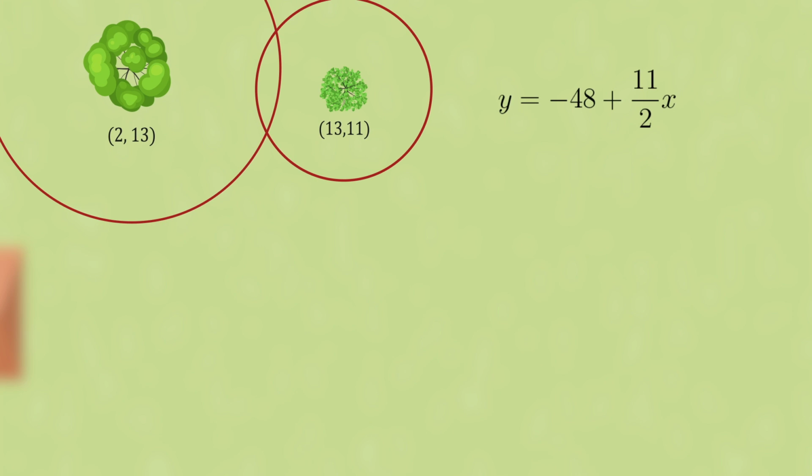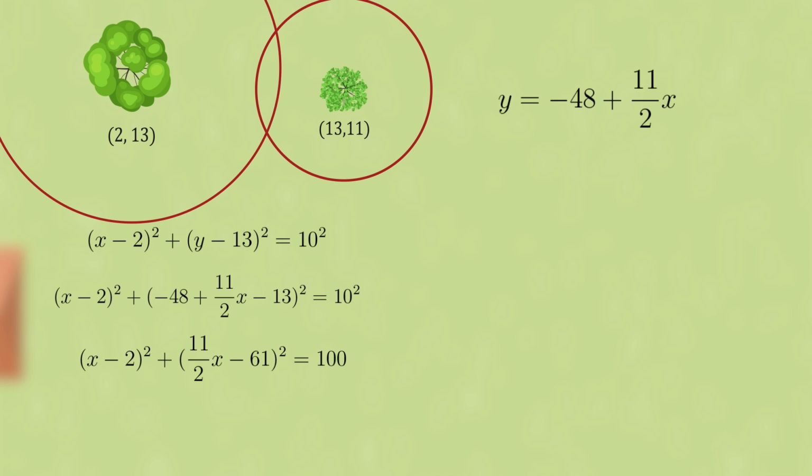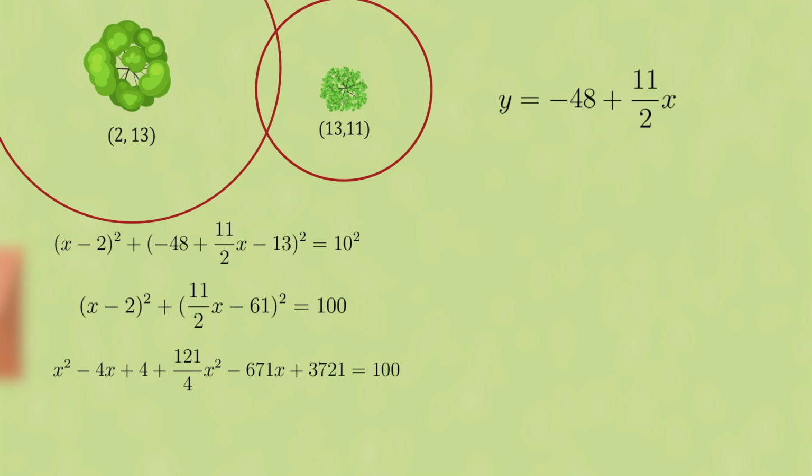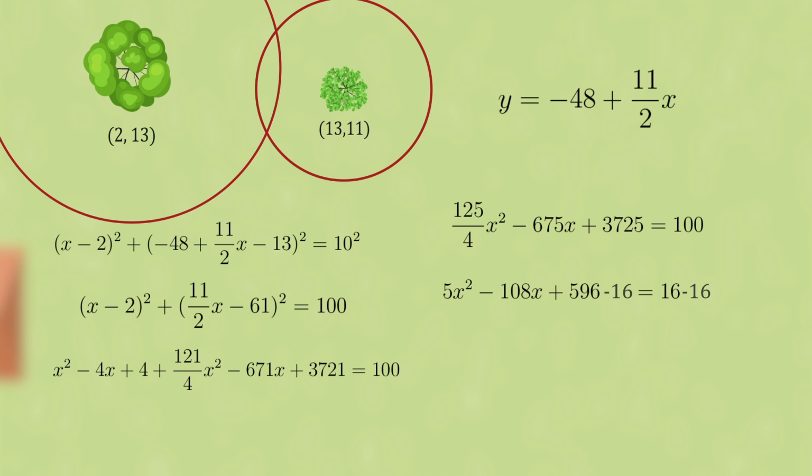Using our equation for the circle around the tree and our new relationship between x and y, we substitute in for y, simplify, and expand the squares. We then group similar terms again and multiply both sides by 4 over 25 to simplify some more. Subtract 16 from both sides to set equal to 0. What we are left with is a quadratic equation.